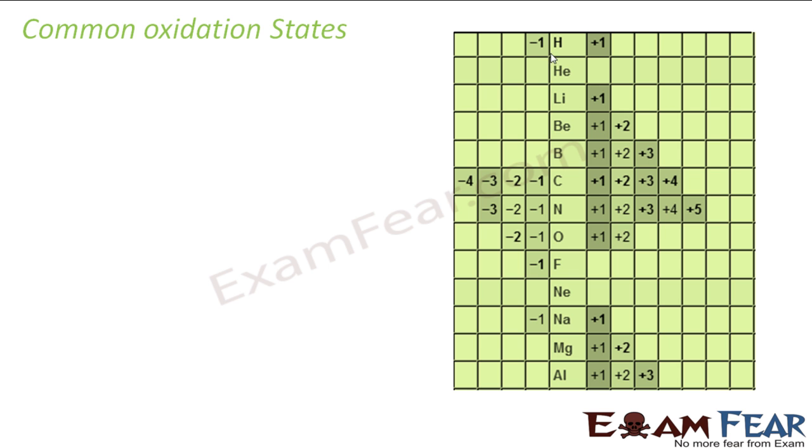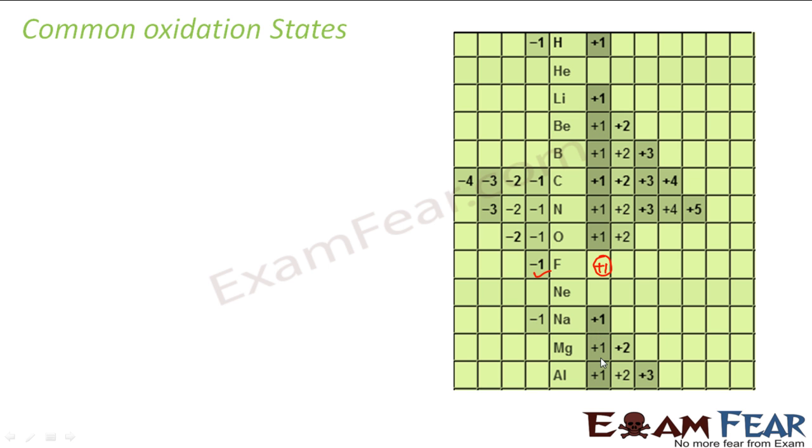For example, for hydrogen, the common oxidation states are -1 and +1. For helium, it's 0, it's a noble gas. For lithium, it's +1. Beryllium is +1, +2. Boron is 1, 2, 3. Carbon, if you see, +1, +2, +3, +4, -1, -2, -3, -4, all experimental values. Nitrogen, +1 to +5 and -1 to -3. Oxygen, +1, +2, also -1, -2. Fluorine is in most cases -1. There are scenarios where you get +1 also. I can show you one example, but it is very rare. Neon 0.